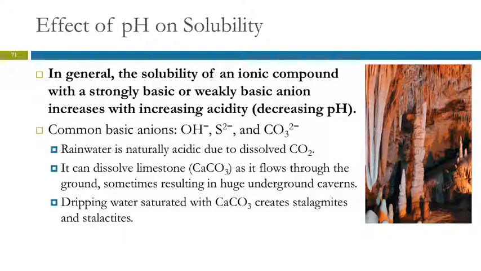Rainwater is naturally slightly acidic due to dissolved CO2. And so it can dissolve limestone, which is calcium carbonate, as it goes through the ground. And this can result in huge underground caverns where, slowly, over long periods of time, slightly acidic rainwater dissolves away the calcium carbonate and forms some really cool structures. Then you've got that water that's dripping and it's saturated with calcium carbonate, and it drips down, and the water evaporates and leaves the calcium carbonate behind as you get the stalagmites. The stalactites are formed the same way, they just come down from the ceiling. Any questions?